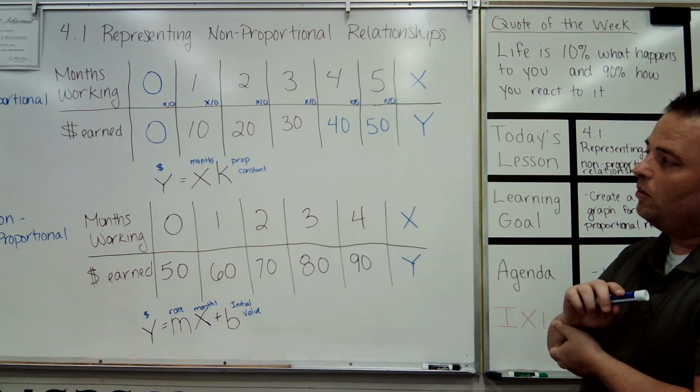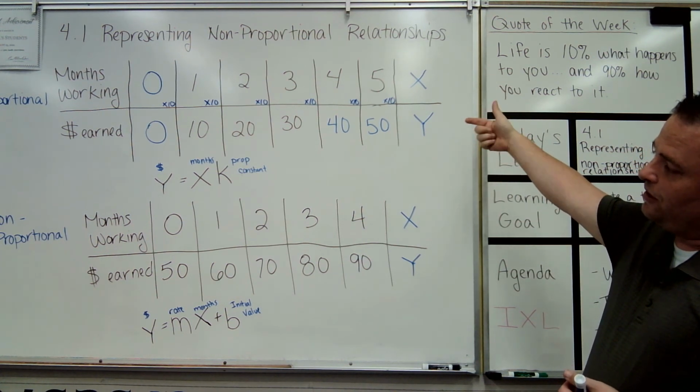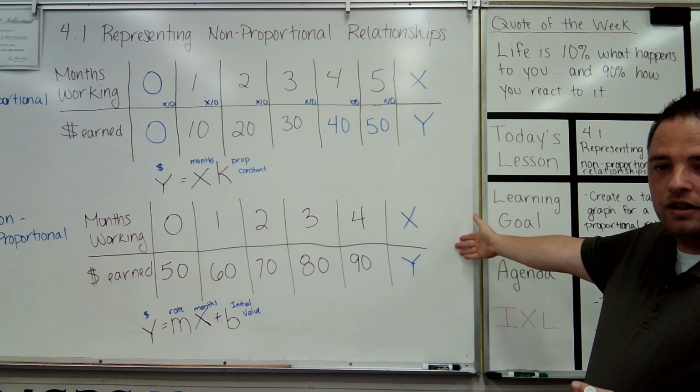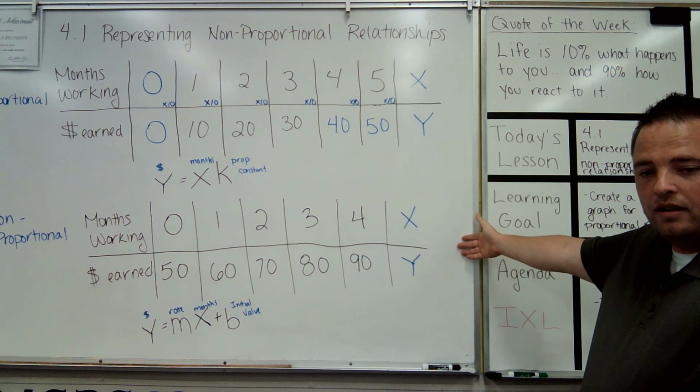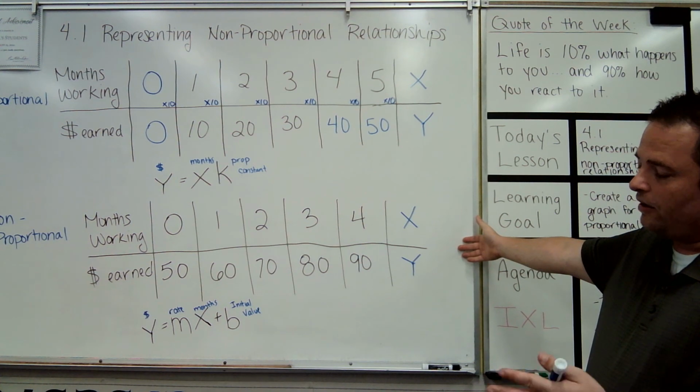But for now, what you should take away from today is what happens when you have a relationship between two things, but you don't start out at the origin. You don't start out at 0. You have somewhere that you're starting off with a different number, okay, other than 0.